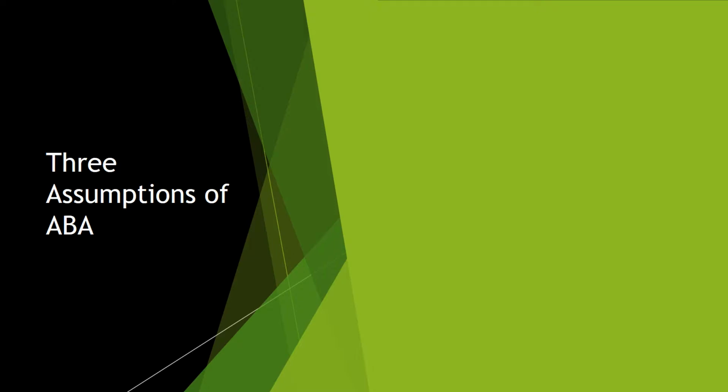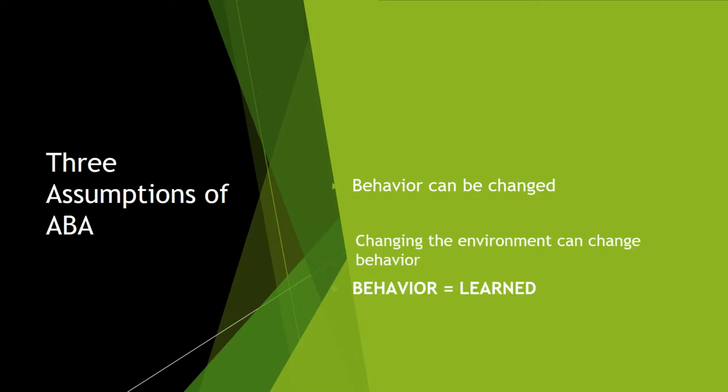So there are some assumptions of applied behavioral analysis. We believe that almost all behavior is learned. We believe that behavior can be changed by altering either what comes before a behavior or what follows a behavior. And we believe that things in the environment can be changed to either increase, decrease, or maintain specific behaviors.